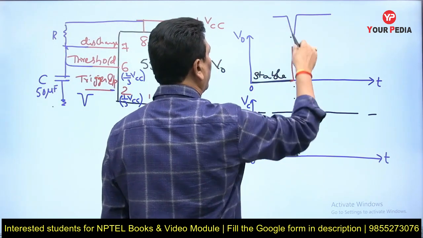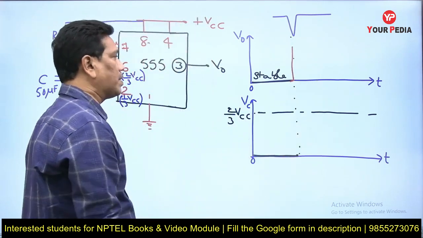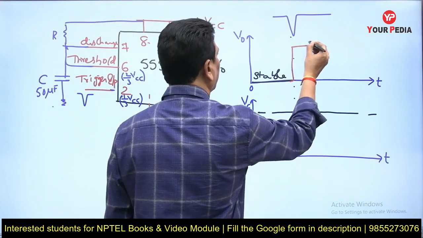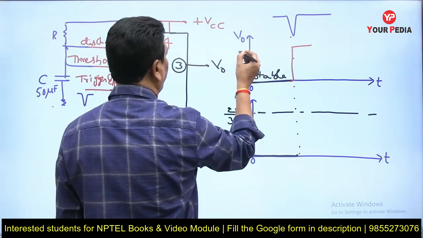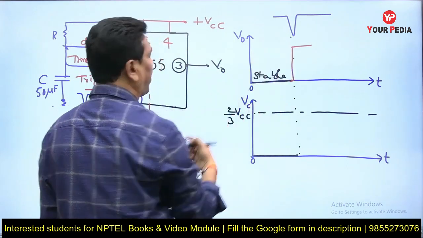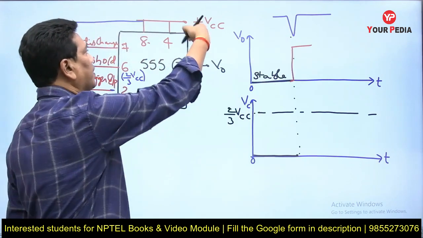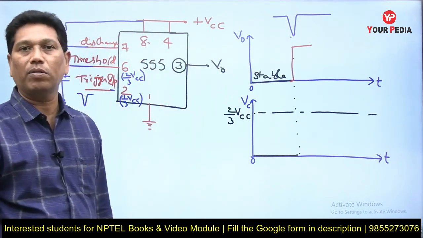I think the triggering pulse is a short duration pulse. The output becomes high. That is a set. How much? It is 5 volts. VCC, some 5 volts you can call. So that becomes 5 volts. Whatever voltage VCC is given, that should be the high value.